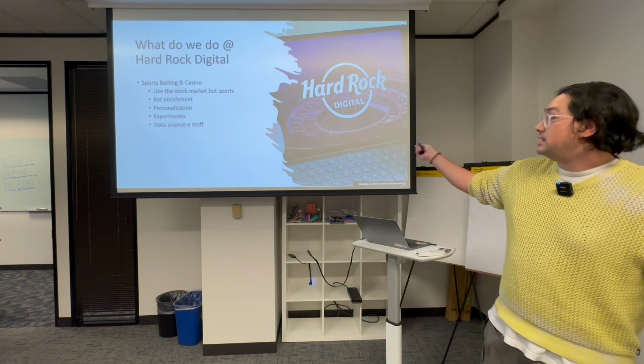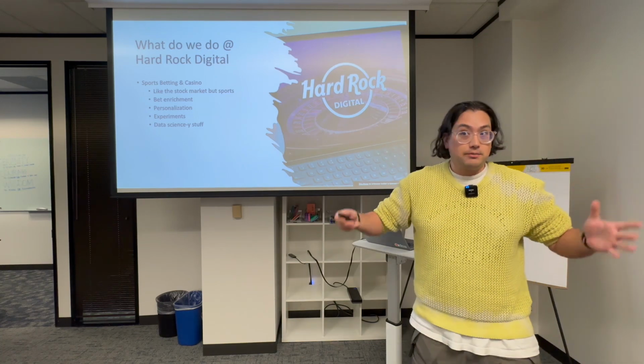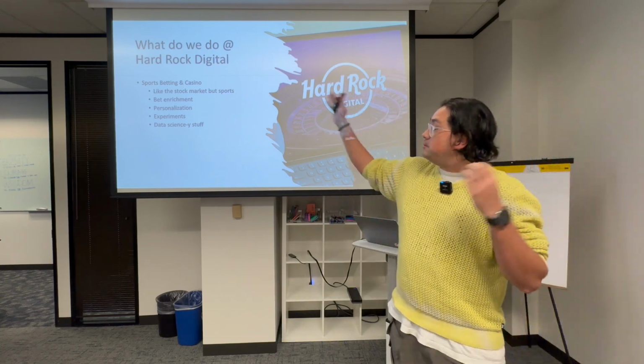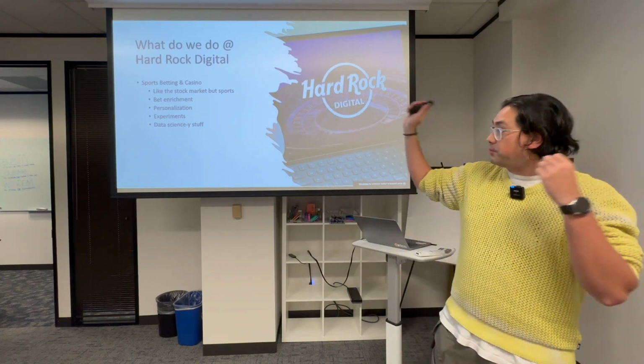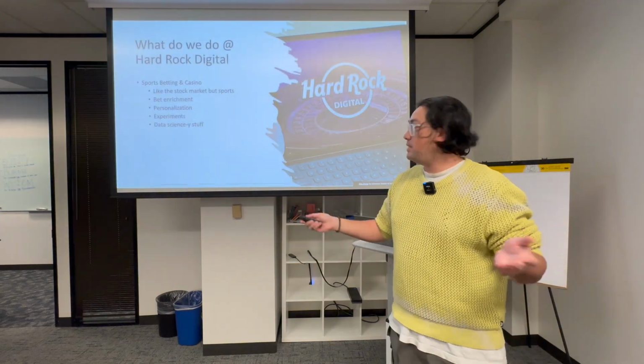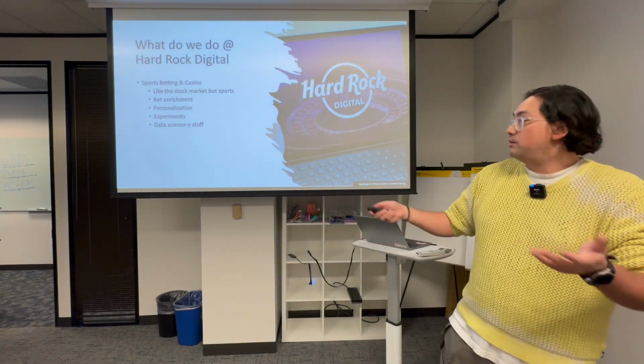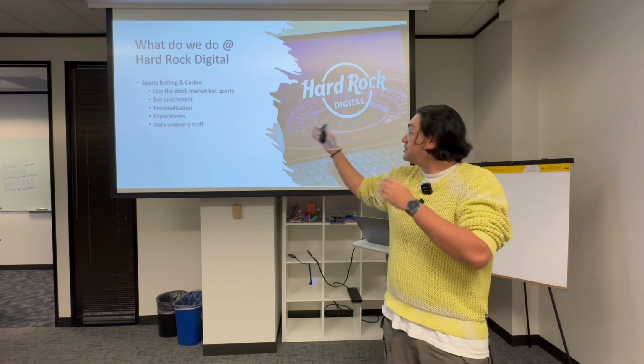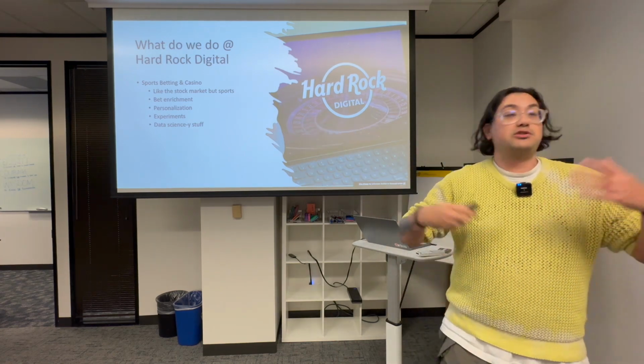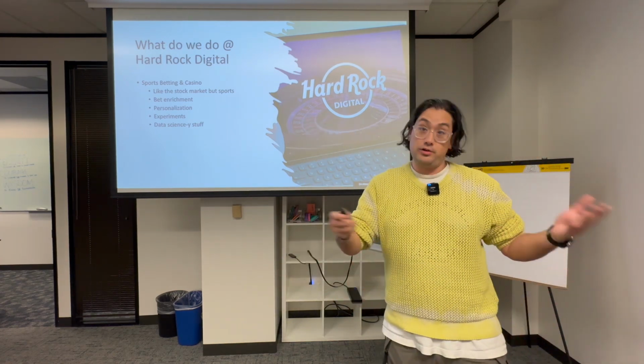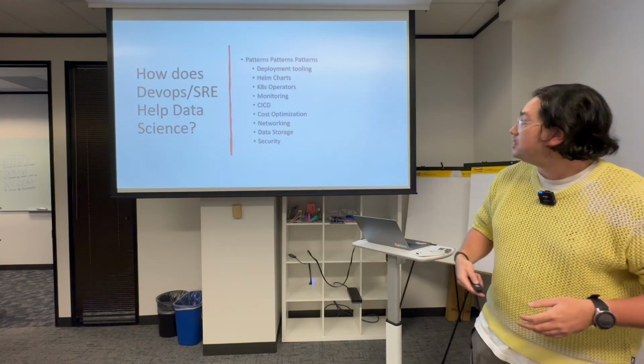So what does our data science team do? It's like the stock market, but for sports. What they do is bet enrichment, so adding extra data to bets, and personalization, so this is like, hey, maybe deposit less money or more money. They do experiments on our user base and other data sciencey things like enrich our backend reports, tell us how much money we make or lose, those sorts of things.